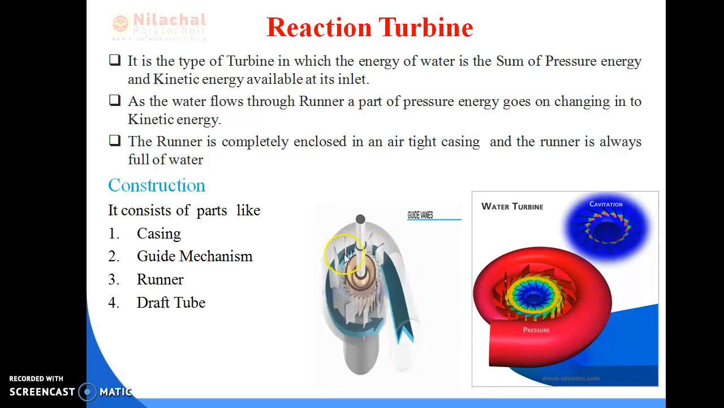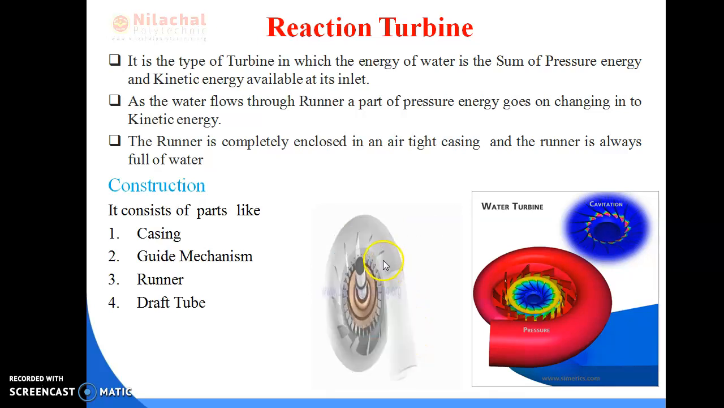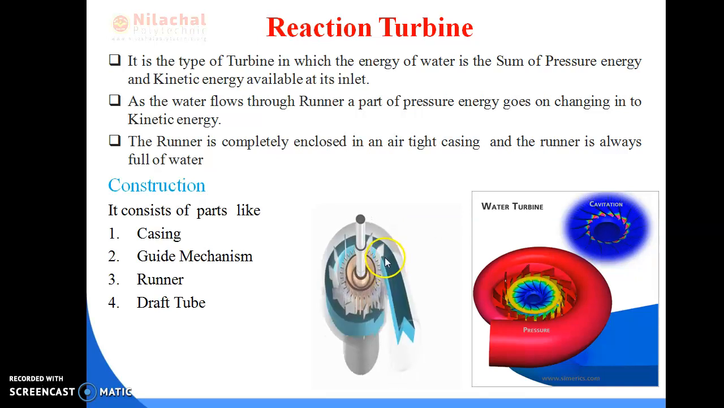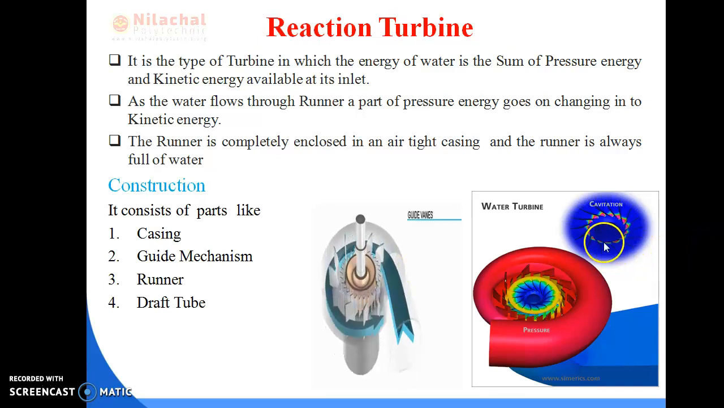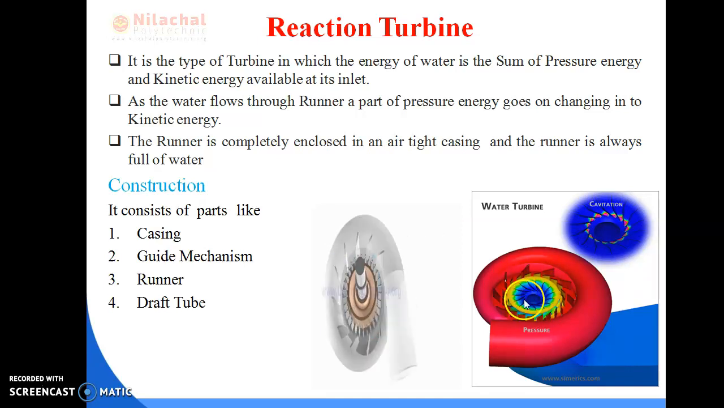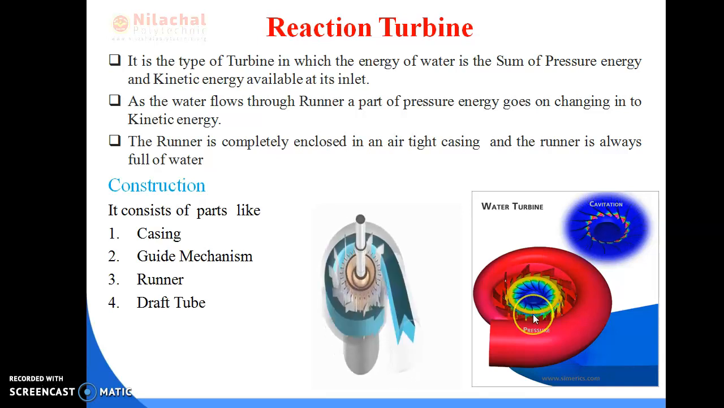This blue color arrow mark suggests that the water enters through the casing, followed by the guide mechanism, and the guide mechanism provides the water to fall upon the runner plates. In the second animation, we have a rotational motion of the runner, carried out with the energy of water.